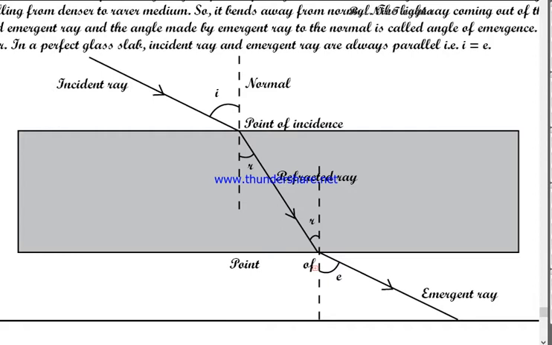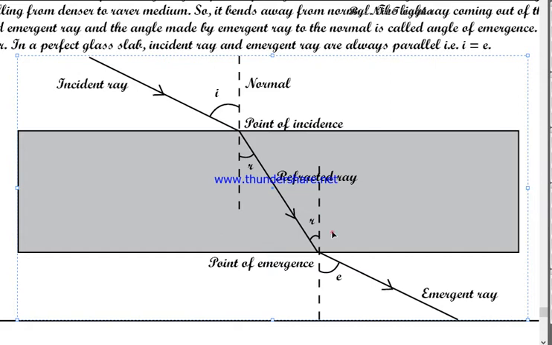Point of emergence means the point from which the light ray emerges out. The second point of incidence in a glass slab is known as the point of emergence. Now at the point of emergence also you can draw a perpendicular imaginary line, and that is also a normal.